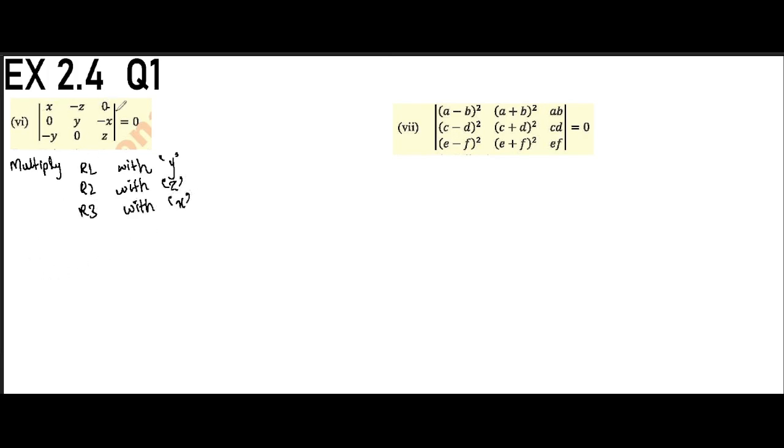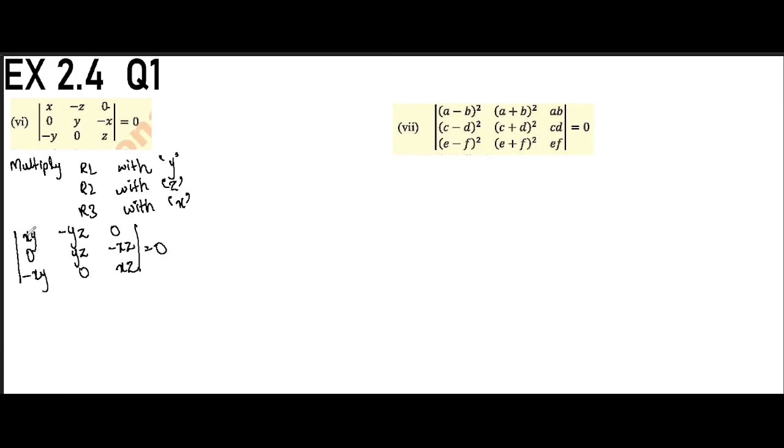Now let's multiply it, the first row with y, so it will become xy, minus yz and 0. Then the second row with z, so we are going to have 0, yz and minus xz, and the third row with x, so we are going to have minus xy, 0 and xz. Now as we can see that by adding these rows, we are going to have 0.